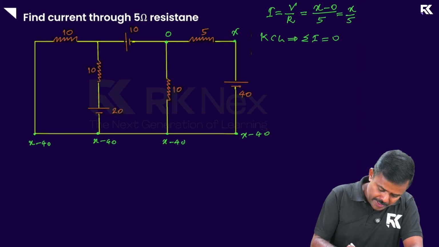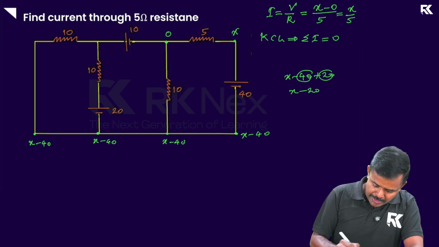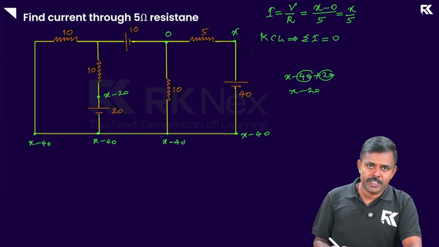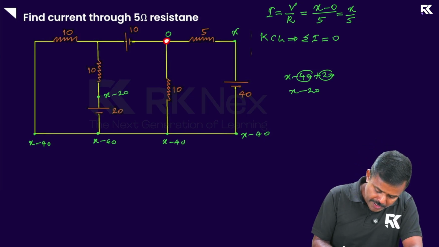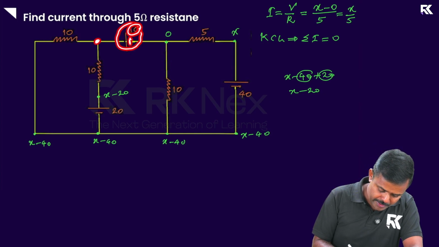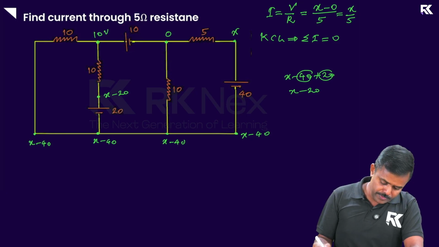So this point is at what? X minus 40 plus 20. That is minus 40 and 20 together, minus 20. So this point is at x minus 20. Similarly, this is at 0. When you come over here, you see the negative, so raise the potential by 10 here, because when you meet the negative, you should increase the potential by 10. So this point comes to be at 10 volts now.